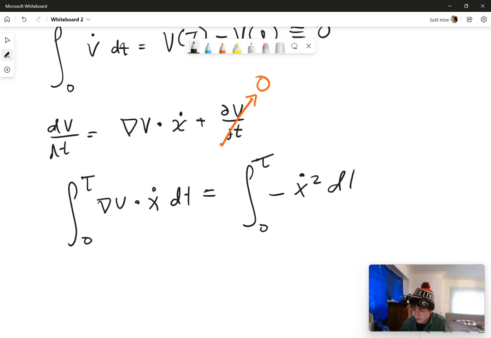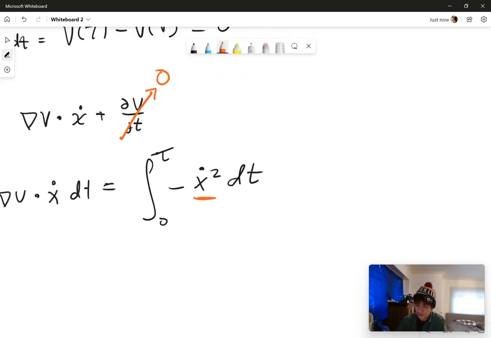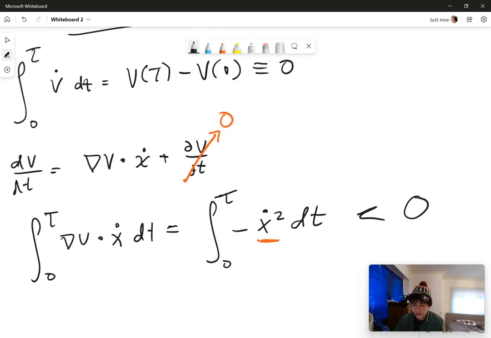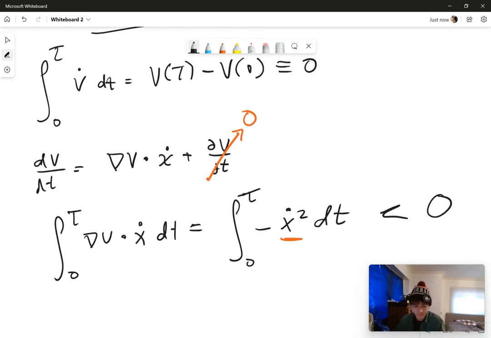squared dt. Okay, and now since we've assumed that we're not at a fixed point, right, we're dealing with a closed trajectory that actually moves with time, this term has to be non-zero, and so because of that, we get something that's strictly less than 0. Okay. And so this is a contradiction, and it basically proves that in a gradient system, we can never have a closed orbit.